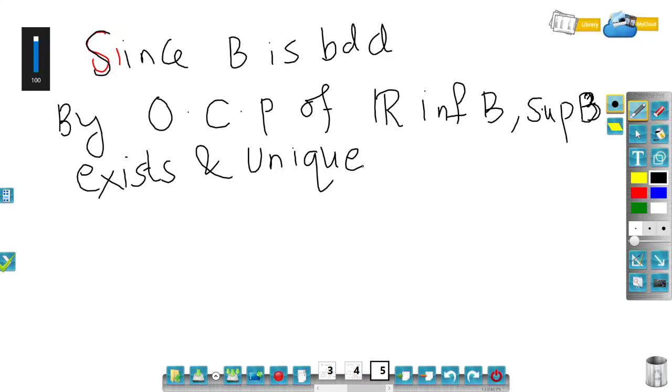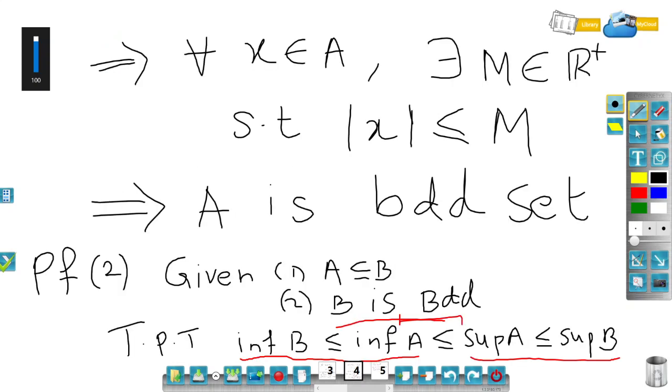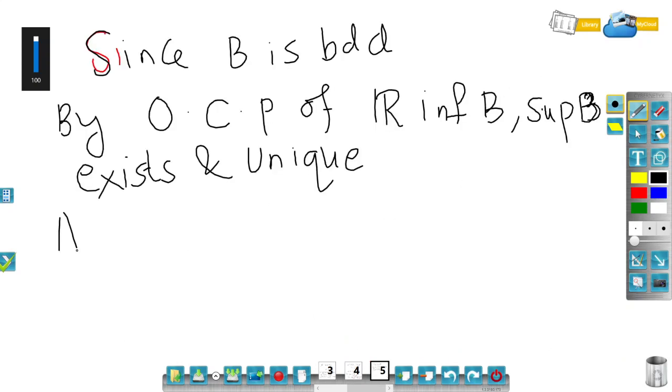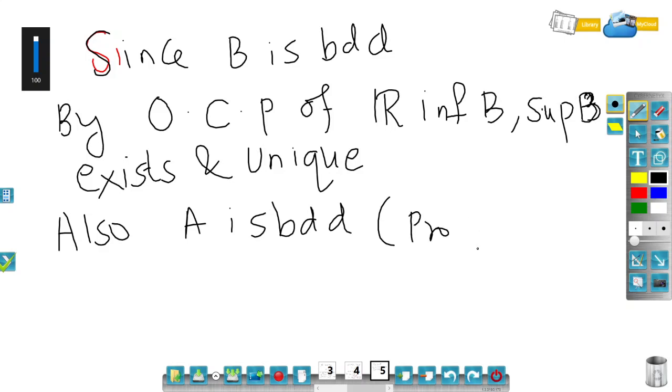What about A? A has a supremum and infimum only if A is bounded. Now you can see that A is bounded because A is a subset of B and B is bounded. Why is A bounded? Because we have just proved it. By the proof of 1, we showed that if A is a subset of B and B is bounded, then A is definitely going to be bounded.